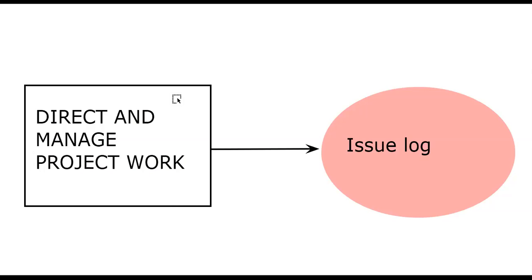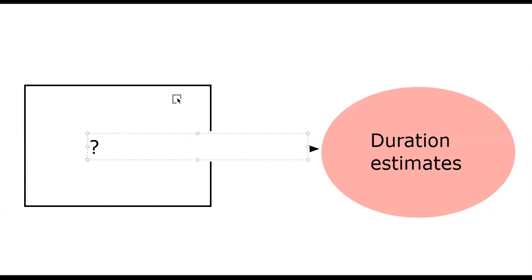Here is your second question for the day. This one should also be familiar to you because I believe we have covered it in the past on this channel. Duration estimates is an output of which process?